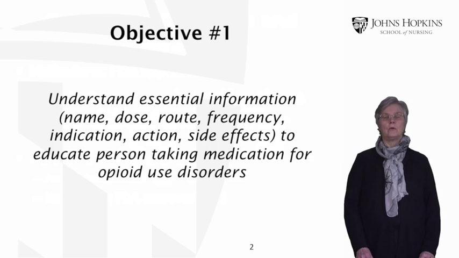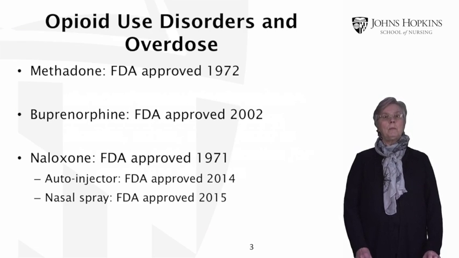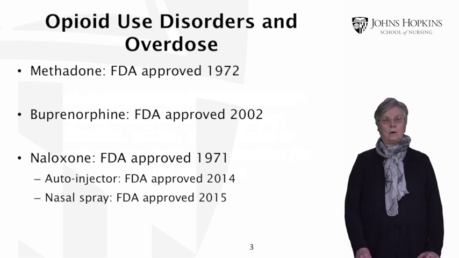There's one objective for this module, which is to understand the essential information to educate a person taking medication for opioid use disorders. So we'll go through the name, the dose, the route, the frequency, indication, action, and side effects of these various FDA-approved medications. The three medications that we'll start with are for opioid use disorders and overdose. So this is an overview of the medications that will be described in this module.